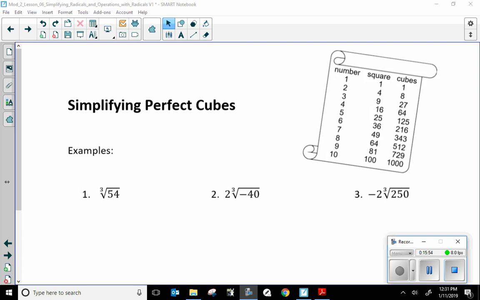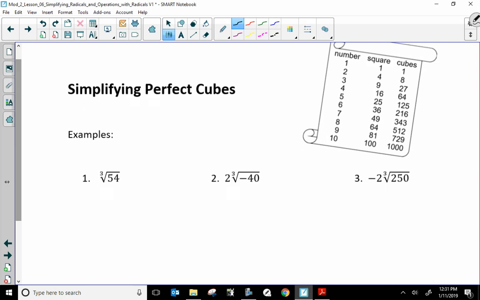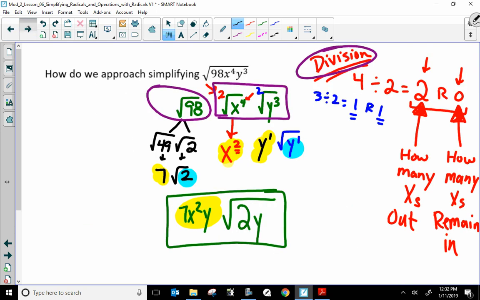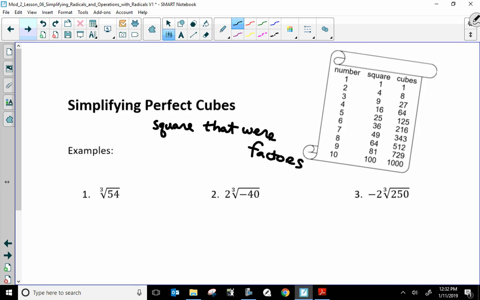When we simplified square roots, we wanted to find perfect squares that were factors, right? Because they took care of themselves. So let me go back. If it contains a perfect square, because we were doing square roots, that means it had to have a perfect square as a factor. So now we're doing cubed roots. So I want perfect cubes that are factors. And I still put my list right here. You might have it in front of you. I want to have it here.